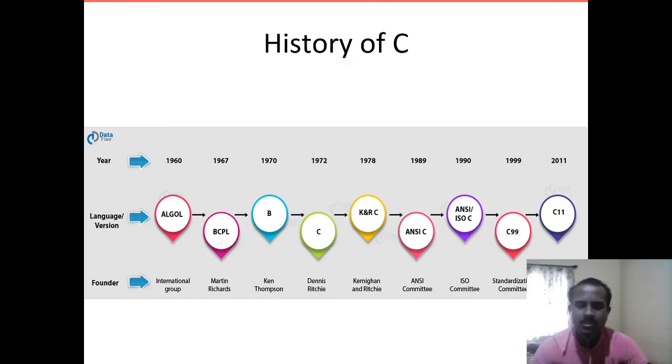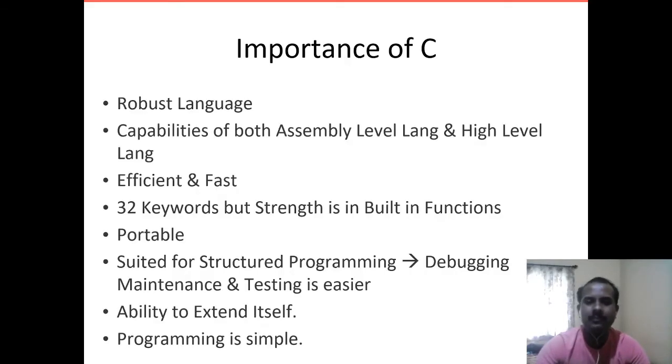C++ and Java were developed mainly because of C, but we thought that we could implement certain features of C++ and Java in C also, so that we can enhance the functionality of C. So we implemented certain features, enhanced it, and called it C99. And in 2011 the standardization committee again came into the picture and standardized C.